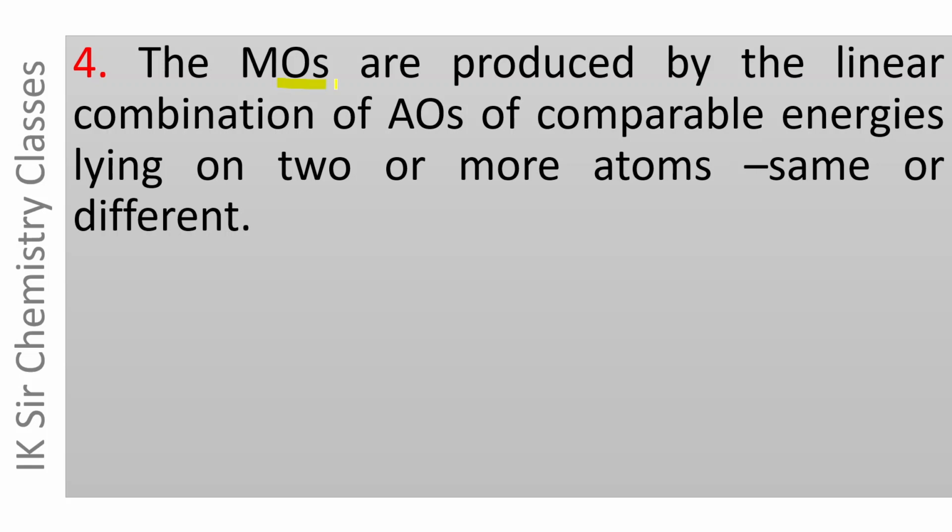The molecular orbitals are produced by the linear combination of atomic orbitals of comparable energies lying on two or more atoms which may be same or different. It means the molecular orbitals are produced by the linear combination of atomic orbitals which must have comparable energies, and these atomic orbitals are present on two or more atoms which may be same or different.